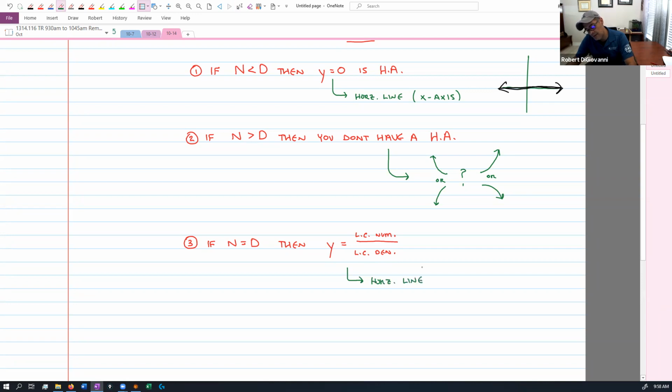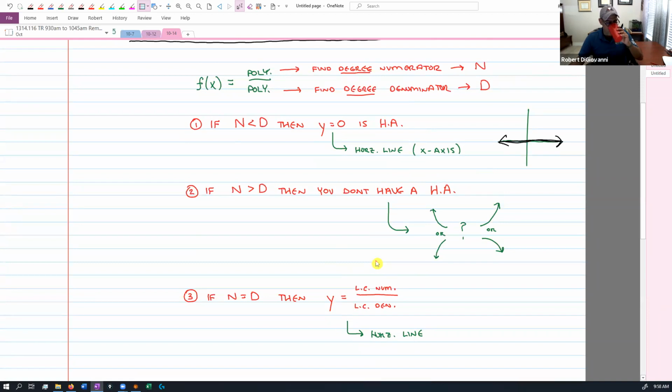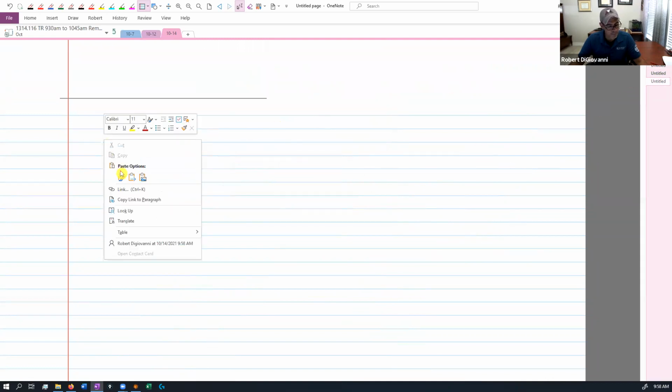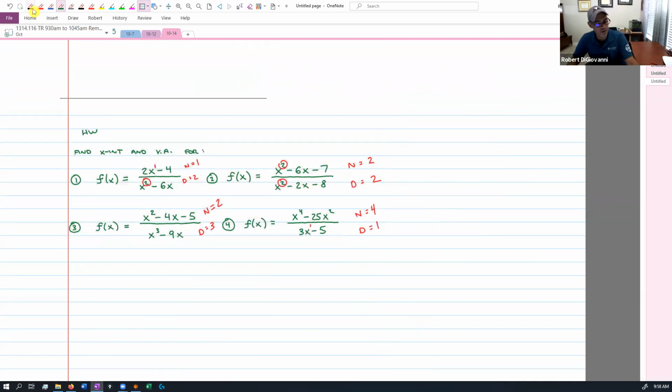Now, I realize that this is confusing, so I'm now going to go through each of the homework problems, and we're going to find the horizontal asymptote for each one. Here we go. Let's take these to a different page. So here are the homework problems, and what I want us to do now is not find the x- and y-intercepts and vertical asymptote. I want us to find the horizontal asymptote.